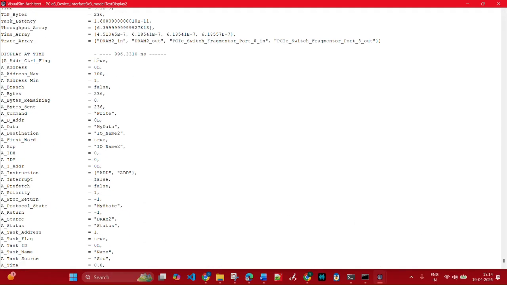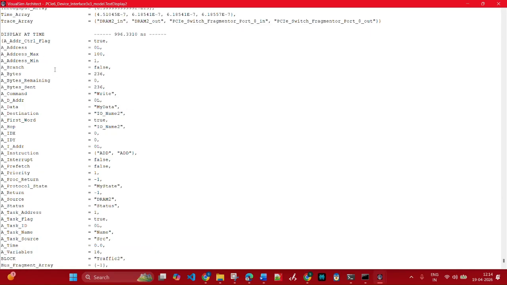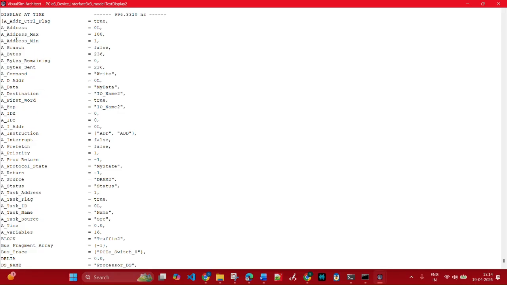What you are looking at here is the TG2 processor data structure details. It's just generating some random address. I'm saying this is my TLP. 236 bytes is what it is, and it has generated a write command. My write destination is IO name 2, and IO name 2 is nothing but DRAM 2.